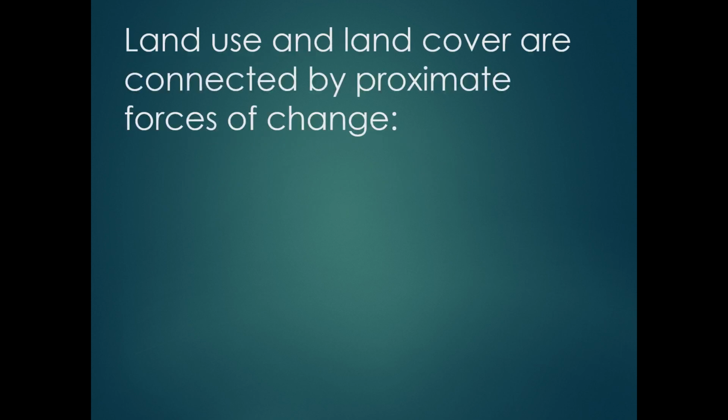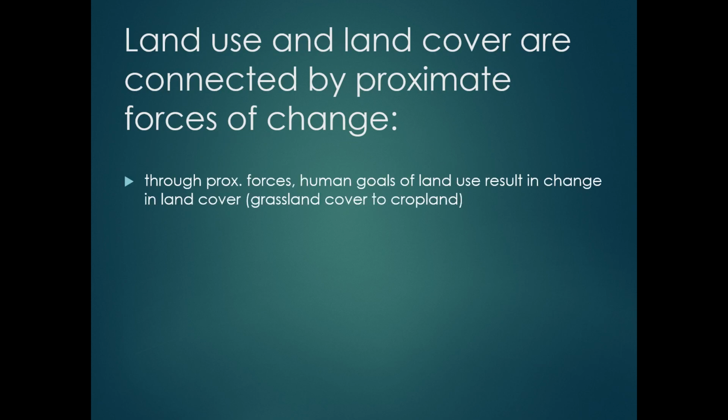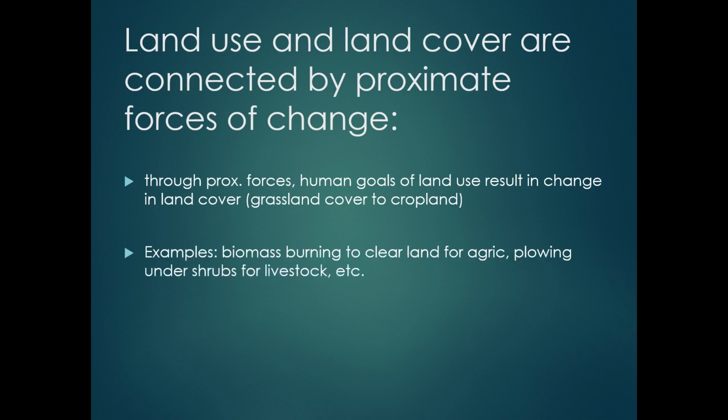So we step back and think about our proximate forces of change. Land use and land cover are both connected because they form one of the two categories of proximate forces of change. So, from this perspective, through proximate forces, human goals, which could be the result of human driving forces, those human goals of land use can create change in land cover. So moving from grassland cover to cropland. So land use and land cover are connected.